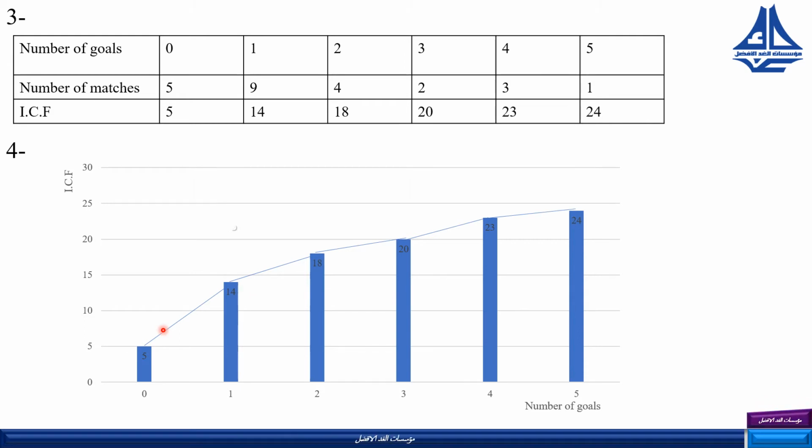From its name, increasing cumulative frequency, the blue line is always increasing and the bars are always increasing, with bigger values, since it's increasing cumulative frequency.